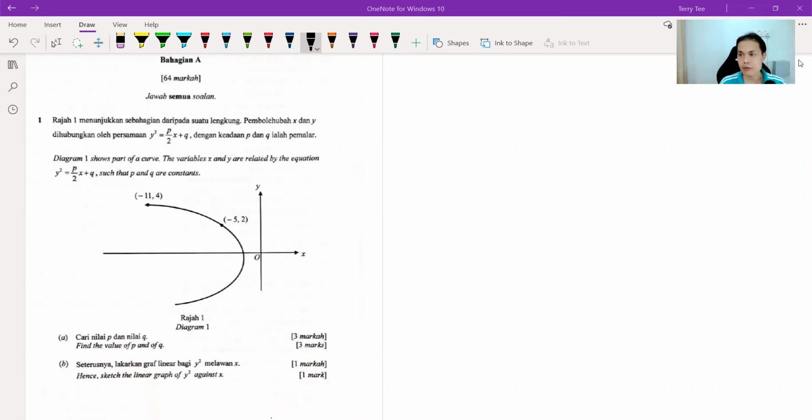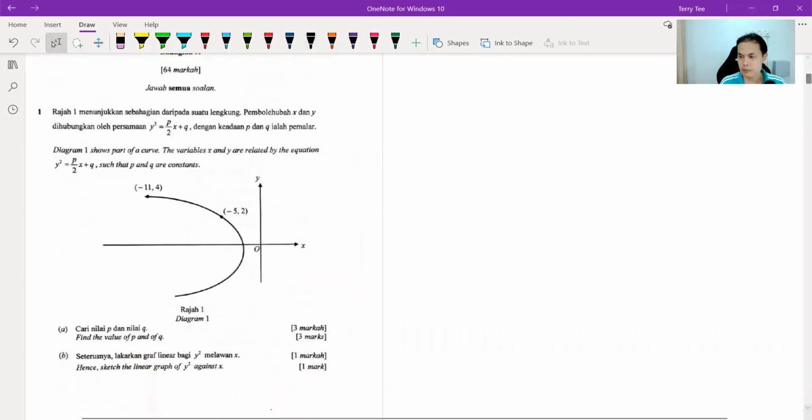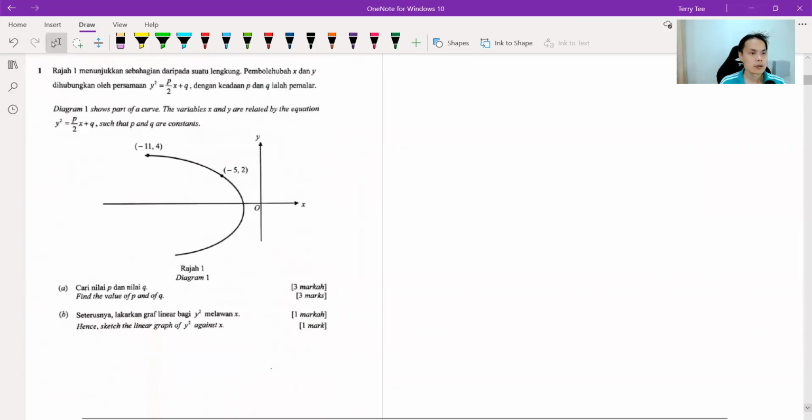Okay, so if you look at the diagram here, maybe I move this up a little bit. Now, if you look at the diagram, the graph passes through 2 points. The first point is (-11, 4). The second point is (-5, 2). So what we need to do is substitute both coordinates separately to form two equations so we can solve for p and q.